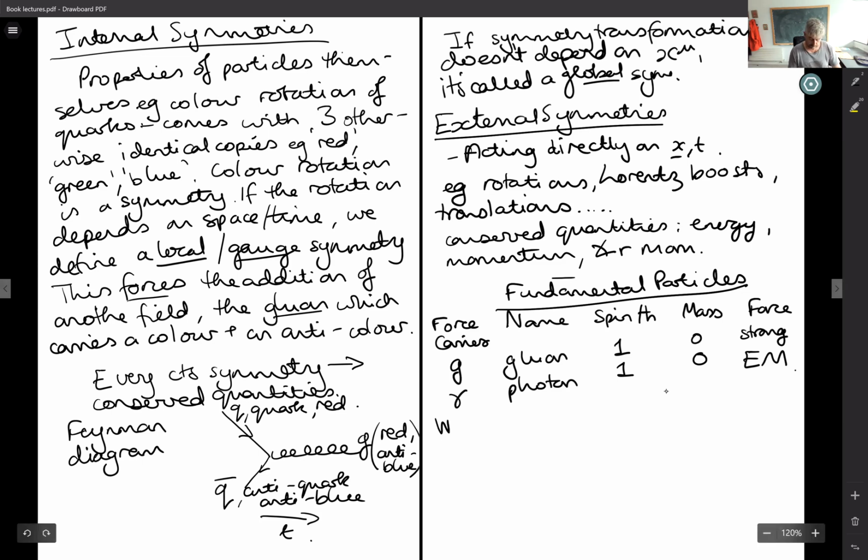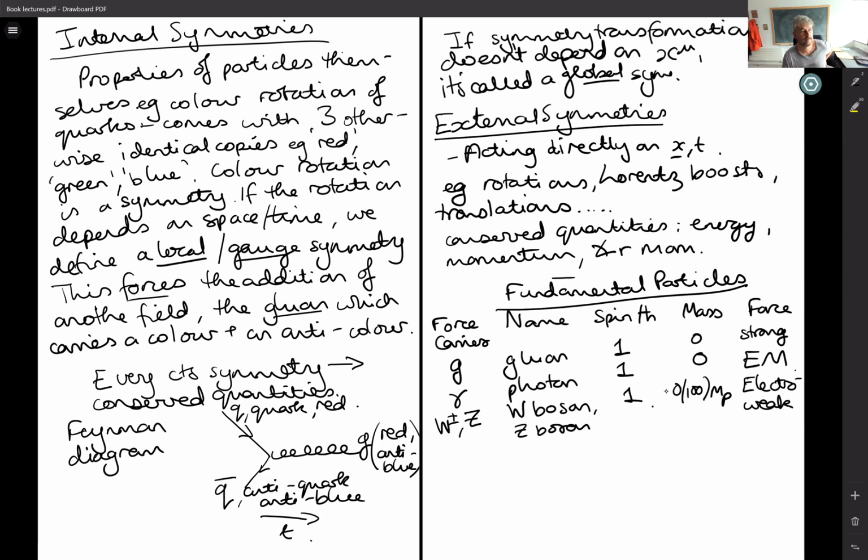And we know about W and Z bosons. So these were discovered at CERN. W boson and the Z boson. These are also spin 1, but these have a mass, and they're roughly 100 times the mass of the proton. And so these are the force carriers of the electroweak force. So these are responsible, for example, for radioactive decay of nuclei.